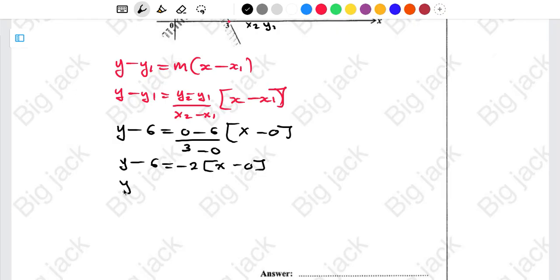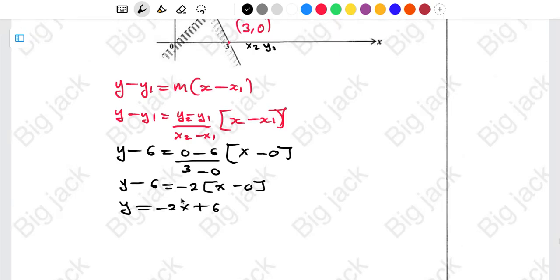Then here we have y, which is going to be equal to, so I'm taking this one to the other side. Remember, you need to multiply here. Negative 2 multiplied by x, negative 2x. Then negative 2 multiplied by 0, that is 0, and this one goes to the other side. I'm going to get positive 6. So this is what I have.